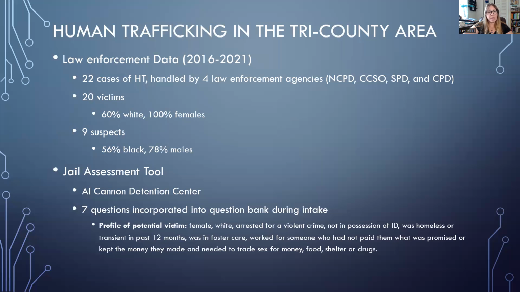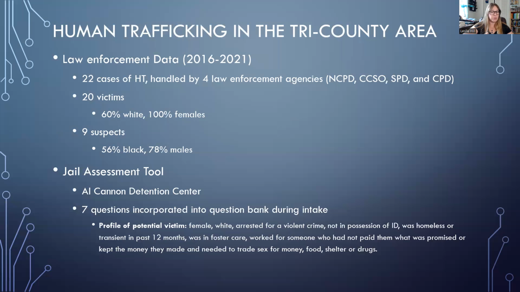So we had the Al Cannon Detention Center add 7 questions into their intake questionnaire to flag us if someone has potentially been booked into the jail as a human trafficking victim. If this person is flagged, then we reach out to a nonprofit organization here in Charleston County called the Formation Project, and they serve human trafficking victims. If they can, they go into the jail to make contact with this potential victim and offer them services.